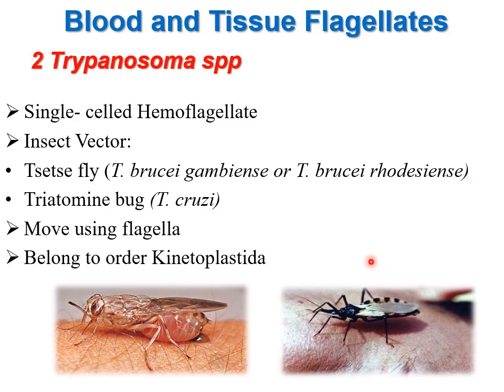The second part of blood and tissue flagellates I will be talking about is Trypanosoma. I want to remind you, and I'm sure Dr. Awar mentioned to you, that we can see either African trypanosomas, which regroup Trypanosoma brucei gambiense and Trypanosoma brucei rhodesiense, which both are transmitted by the tsetse fly that you can see here, and the Chagas disease, which is caused by Trypanosoma cruzi, and this is the American trypanosomiasis, and this is transmitted by the triatomine bug that you can see here. Both African and American Trypanosoma species move by using their flagella, and they both belong to the order of Kinetoplastida.